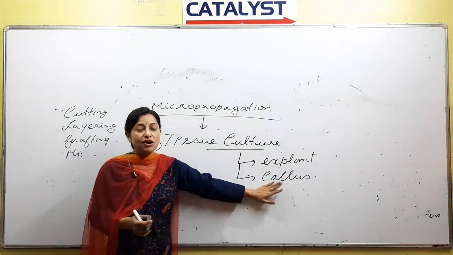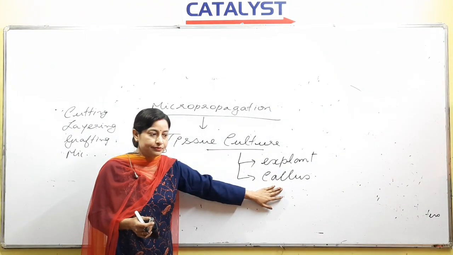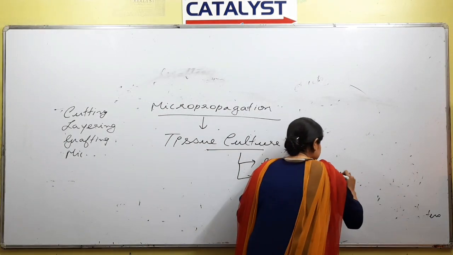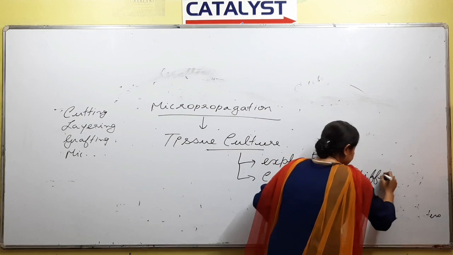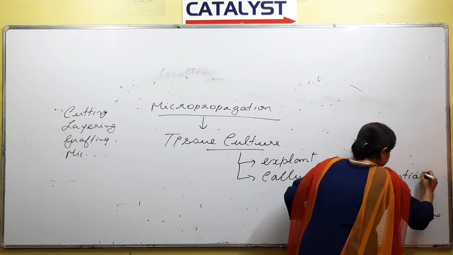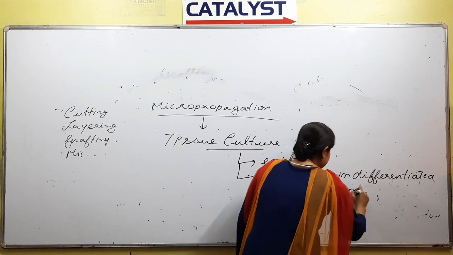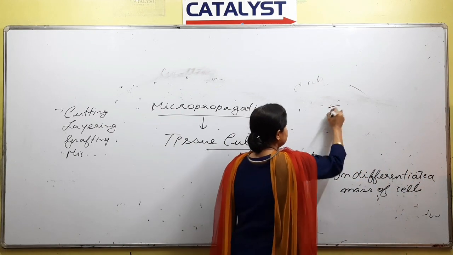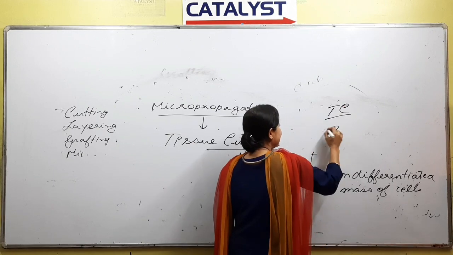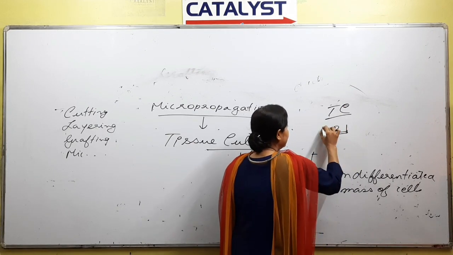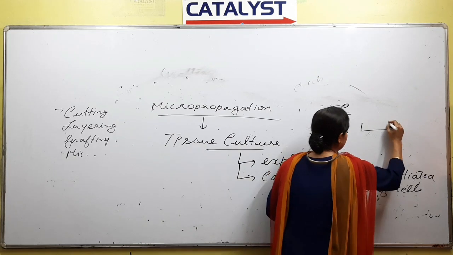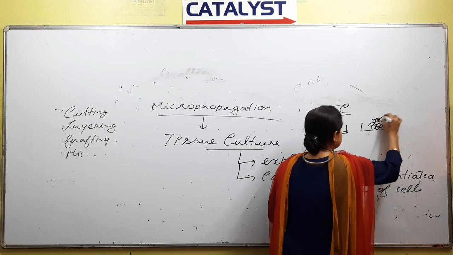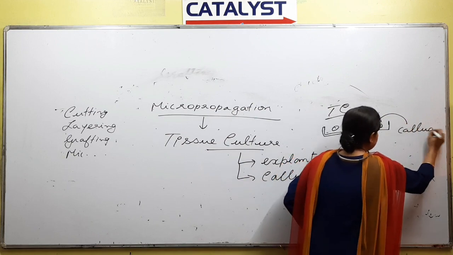What is callus? Undifferentiated mass of cells. Suppose we are talking about tissue culture, we have taken a cell in a petri dish. From this we make many cells, so this group of cells is called callus. Is the point understood?